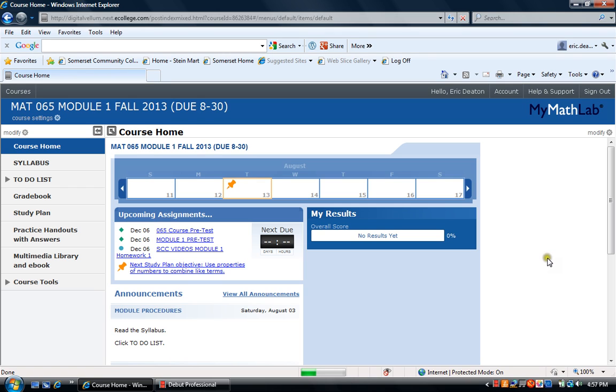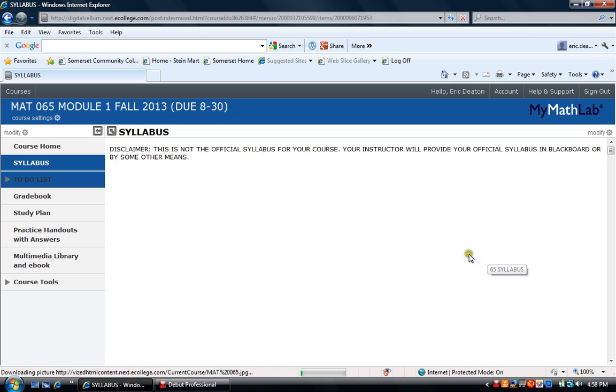85 has 6 modules. Now the 7 modules for 55 and 65, the first 6 are work, and the 7th one is the final exam. For 85, the first 5 are work, and the 6th one is the final exam. So what you want to do first is, in this case for 065 module 1 and for 85 module 1 and for 55 module 1, read the syllabus.